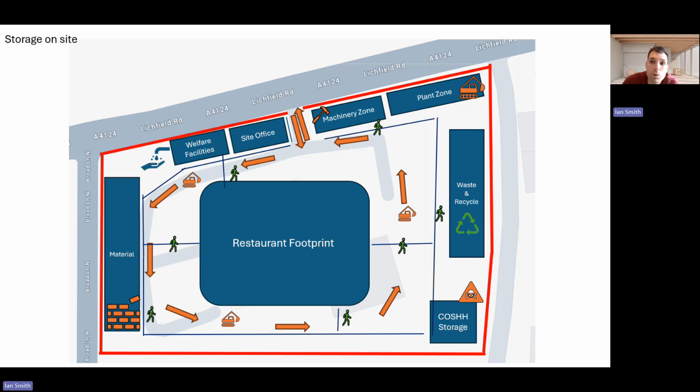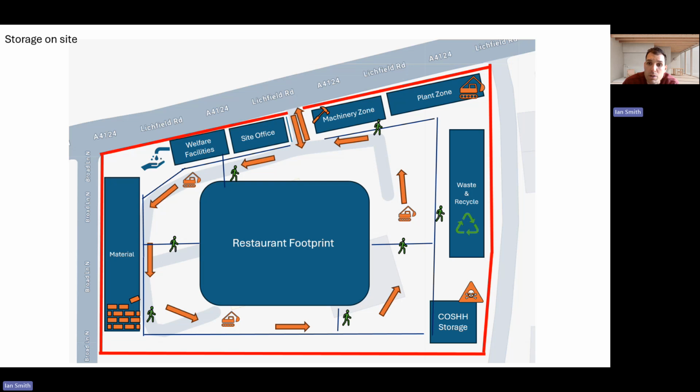Storage of consumables and equipment. Consumables such as fixings, sealants, adhesives, PPE and small tools will be kept in secure site containers or tool stores, located here in the machinery zone or within the material zone, depending on what they are. Valuable hand tools and electrical equipment will be locked away when not in use to prevent theft, which can be a common issue on construction sites.